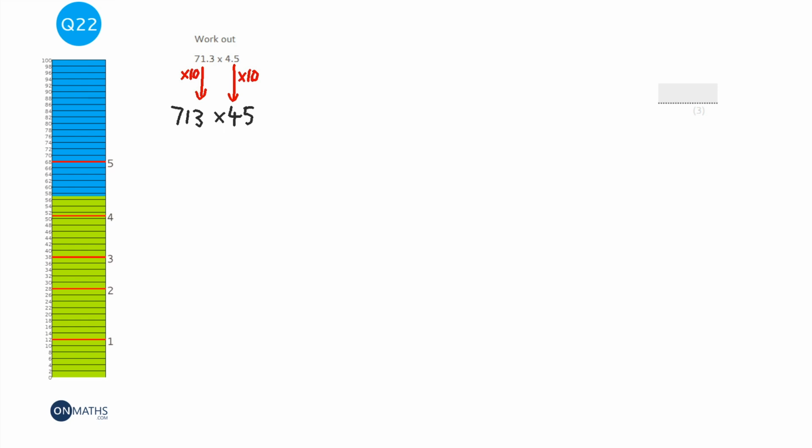So there's multiple ways you can multiply these together. You can use the grid or column, or whatever method you feel comfortable using. So let's put these in a column. But again, there's no additional marks if you do one way or the other.